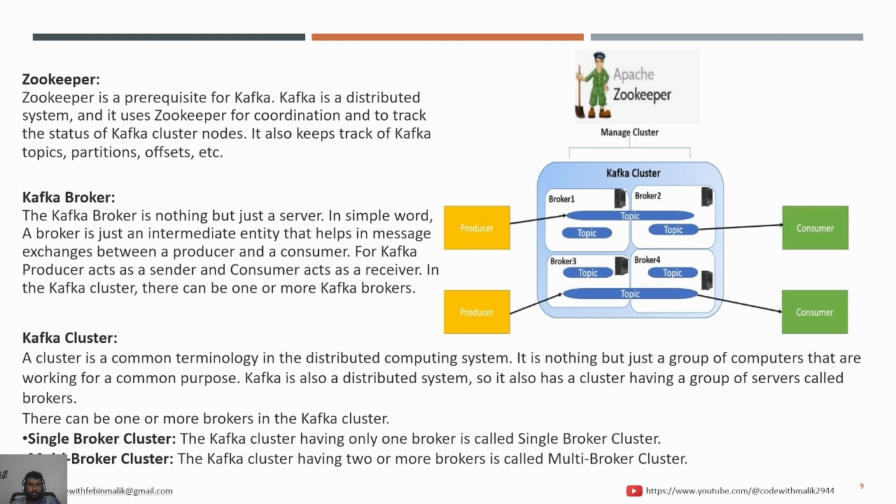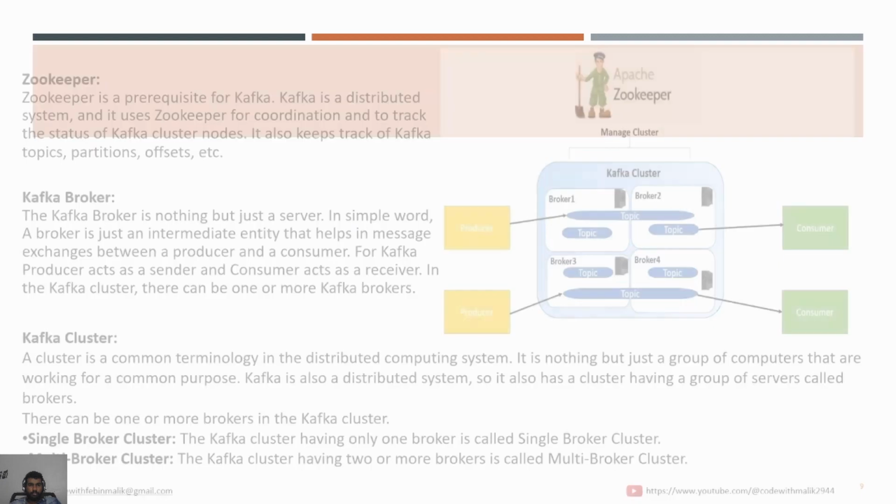It is nothing but just a group of computers that are working for a common purpose. Kafka is also a distributed system, so it also has a cluster having a group of servers called brokers. There can be one or more brokers in the Kafka cluster. Single broker cluster: the Kafka cluster having only one broker is called a single broker cluster. Multi-broker cluster: the Kafka cluster having two or more brokers is called a multi-broker cluster.